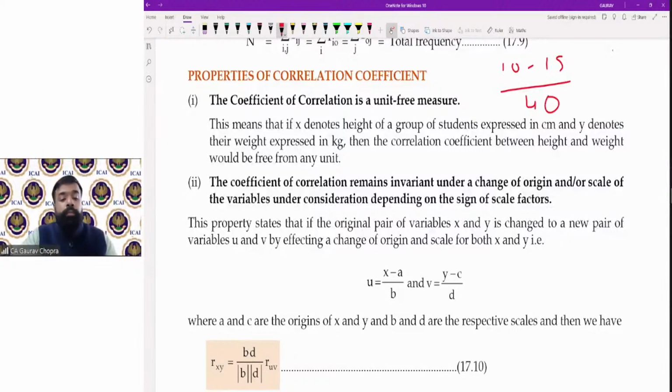तो सबसे पहली property है that it is a unit free measure. Correlation coefficient is basically unit free. इसके पीछे कोई यूनिट नहीं लगता है, that is kilogram, liter, meter, centimeter. Nothing is used. Correlation is simply unit free. This is the first property.